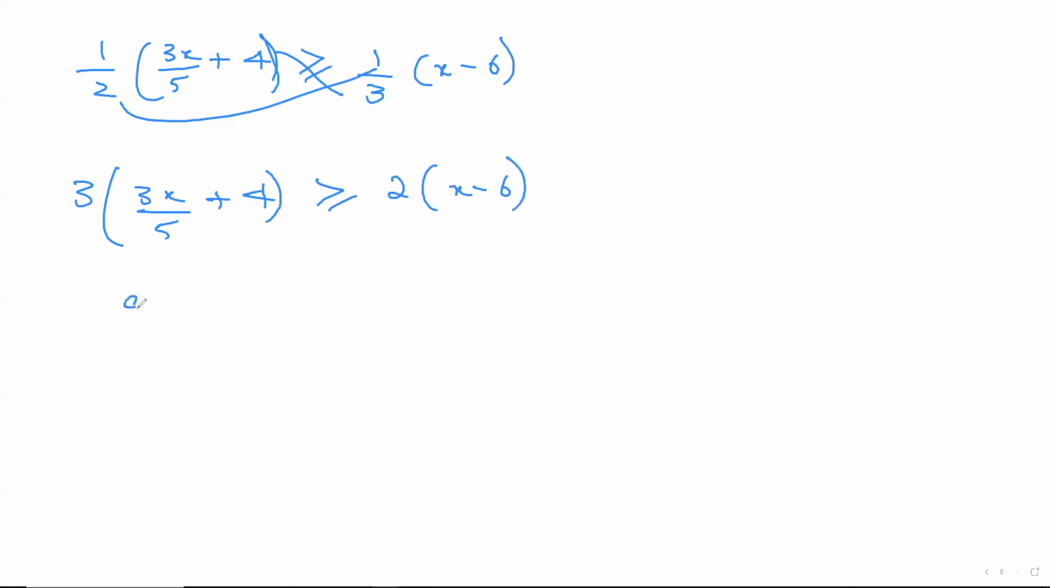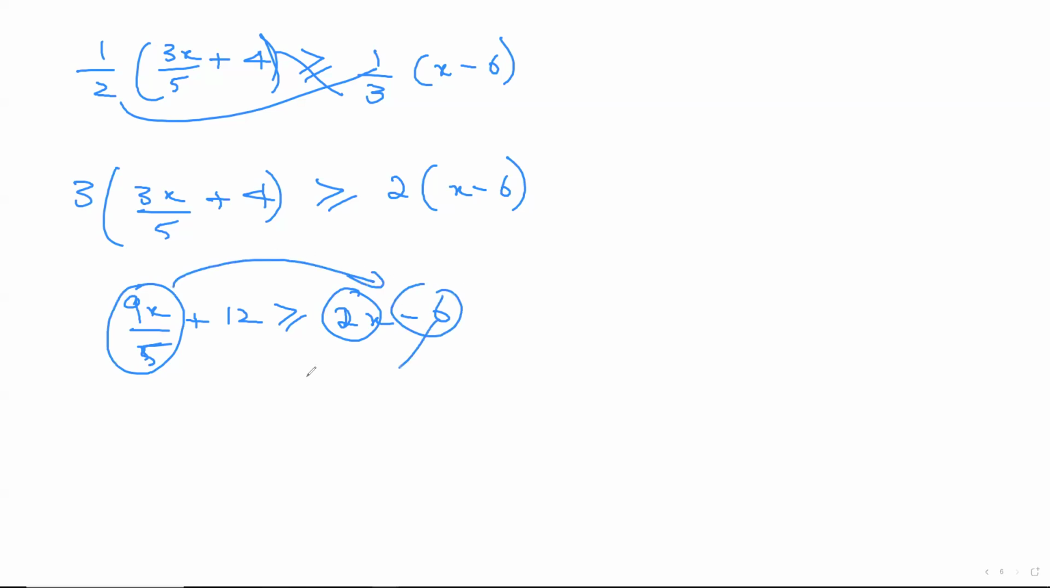So multiply 3 throughout, it becomes 9x by 5 plus 12, 2x minus 6. Okay. Now, what I would do, because 2x is greater and 9 by 5 is less than 2, I'll send the 9x to the other side. So minus 6 goes to the left-hand side, becomes plus 6. 18, symbol as it is. 2x minus 9x by 5. Okay, 18 as it is, symbol as it is. 5 is the LCM. 5 times 2 is 10x minus 9x.